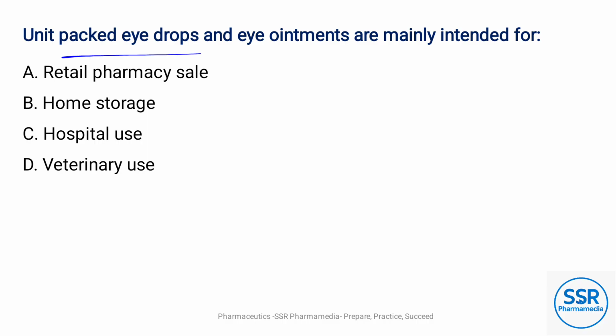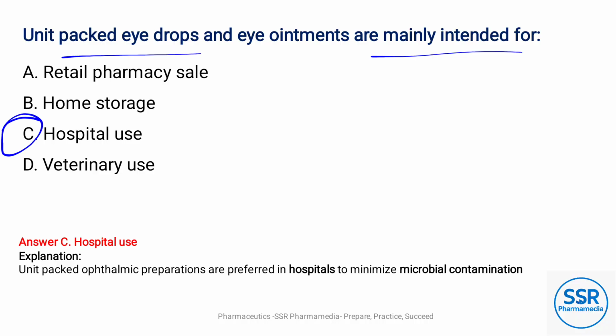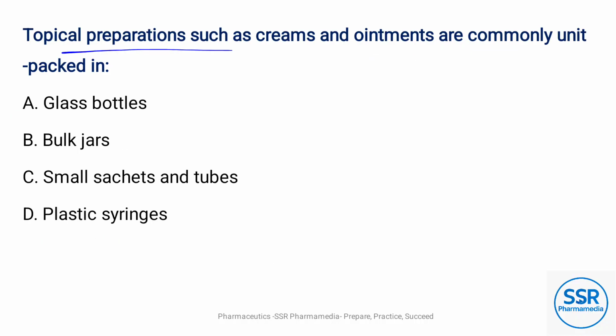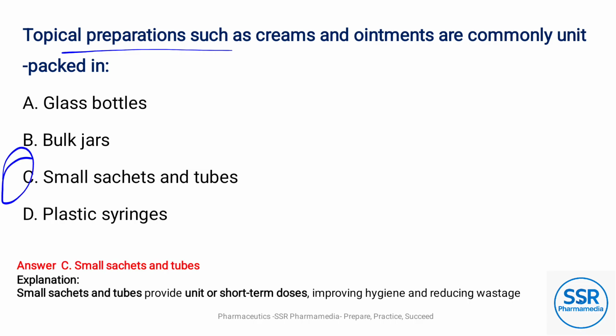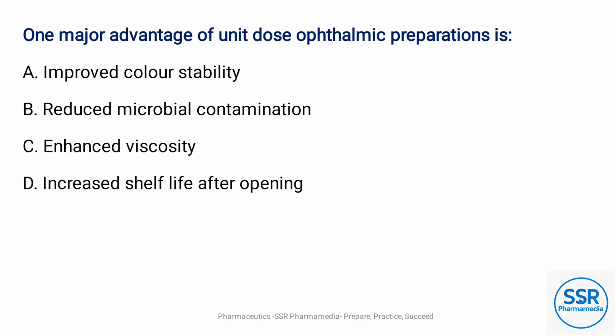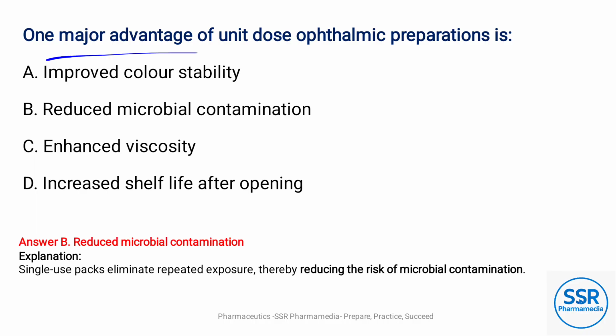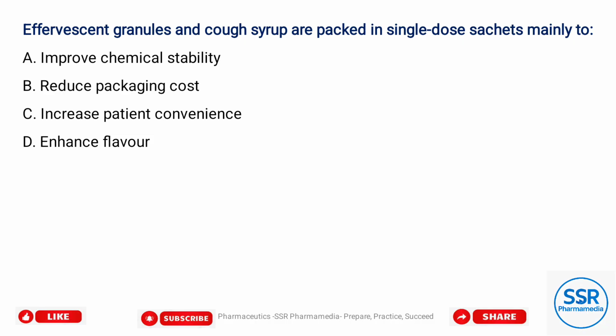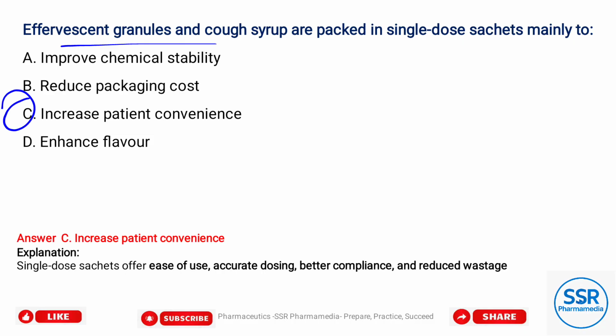Unit packed eye drops and eye ointments are mainly intended for option C, hospital use. Topical preparations such as creams and ointments are commonly unit packed in, option C is the answer, small sachets and tubes. One major advantage of unit dose ophthalmic preparation is option B, reduced microbial contamination. Effervescent granules and cough syrups are packed in single dose sachets mainly to, option C, increase patient convenience.